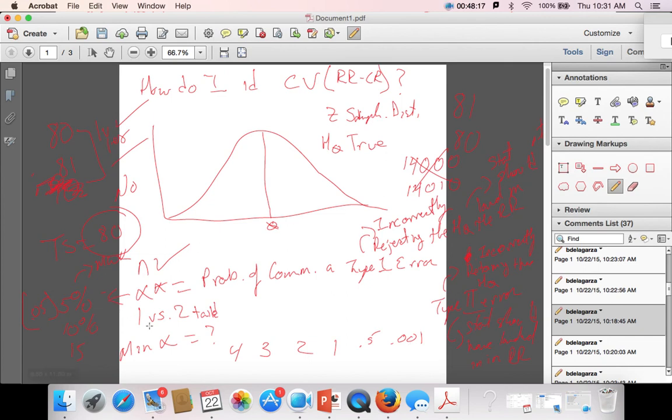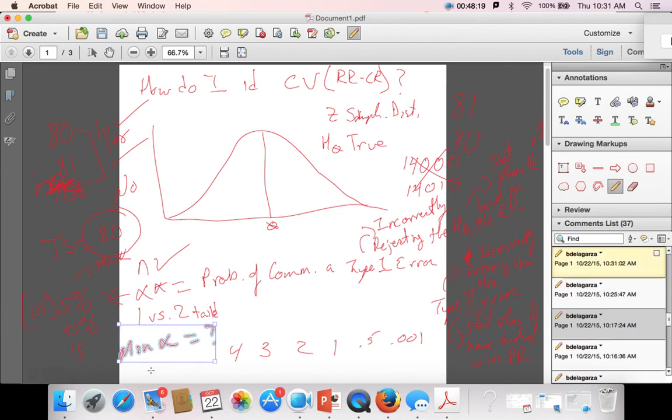But this has consequences. And this is very important. Doing this procedure here has consequences that we want to try to avoid. So by decreasing the probability of committing a type 1 error, this will have consequences on your statistic. And we're going to talk about some of those consequences in just a couple of minutes here. Okay, so here alpha level, this is the probability of committing a type 1 error. Now, we also have this issue of a 1 versus a 2-tailed test. What is this issue of a 1 versus a 2-tailed test?